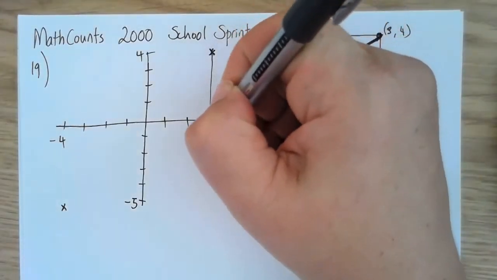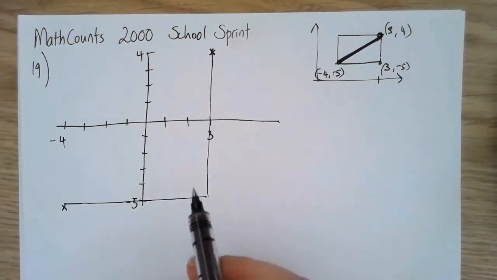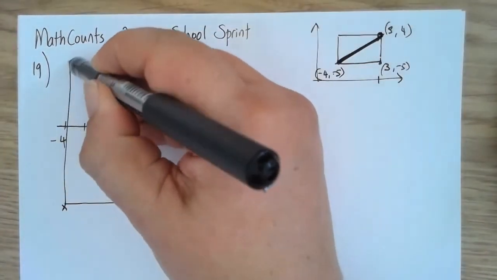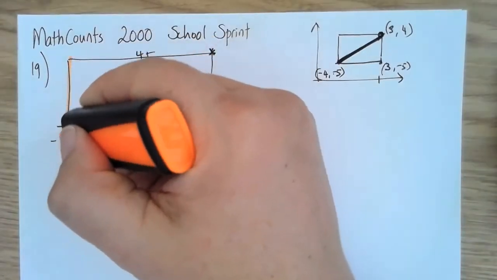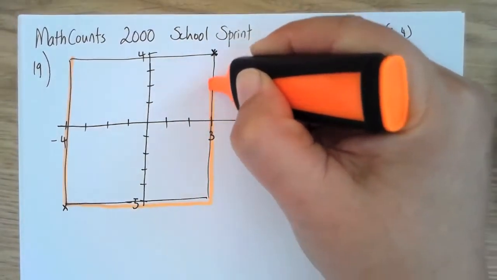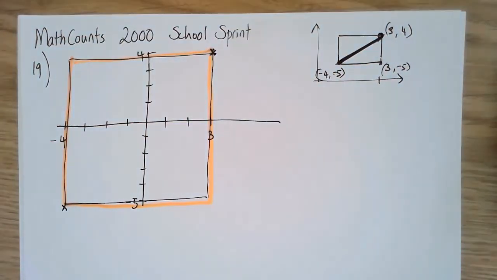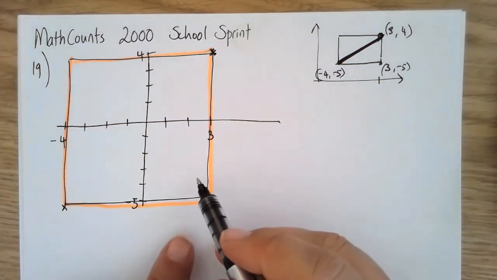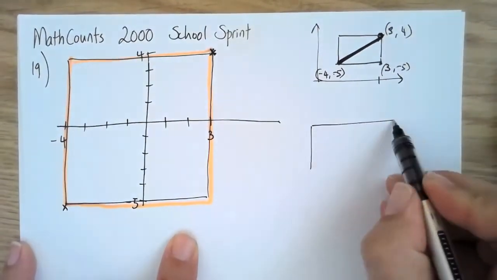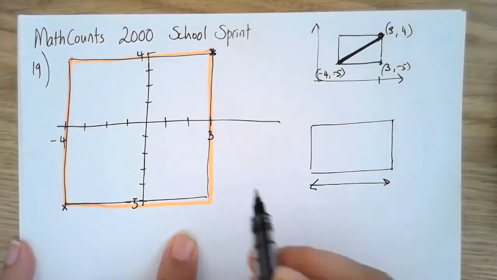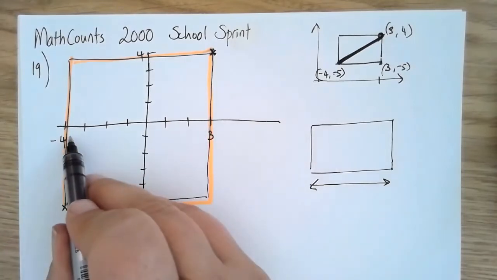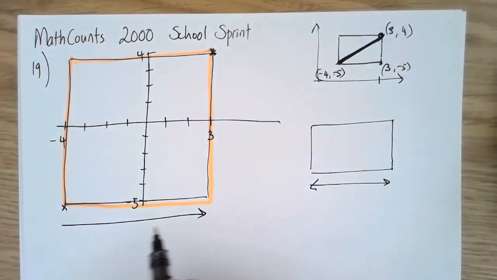And then I'm going to draw my rectangle in. I'm just going to colour it in so it stands out. If you look back at the question, it asks what the area of this rectangle is. To find the area, I need to know the dimensions of each of the sides. We've got 3 here and -4, so that distance is 4 plus 3, which is 7.